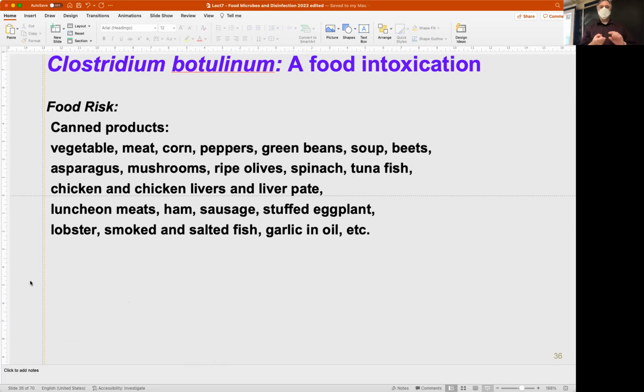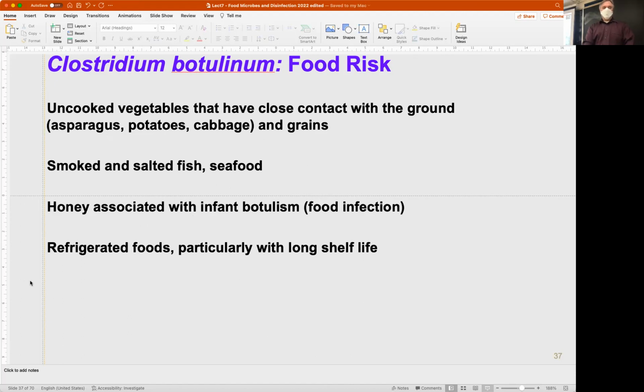What are some risks? Anything that's canned. So canned vegetables, canned meat, canned corn, canned peppers, canned green beans, canned soup, canned asparagus, tuna fish, spinach, pate, lunch meat, ham, sausage. All of these foods can be a concern. Also, another concern, honey. I didn't mention that there. Uncooked vegetables that have close contact with the ground, for example, potatoes, asparagus, cabbage. Because it's environmental, it's in a lot of places, that's why it's a concern.